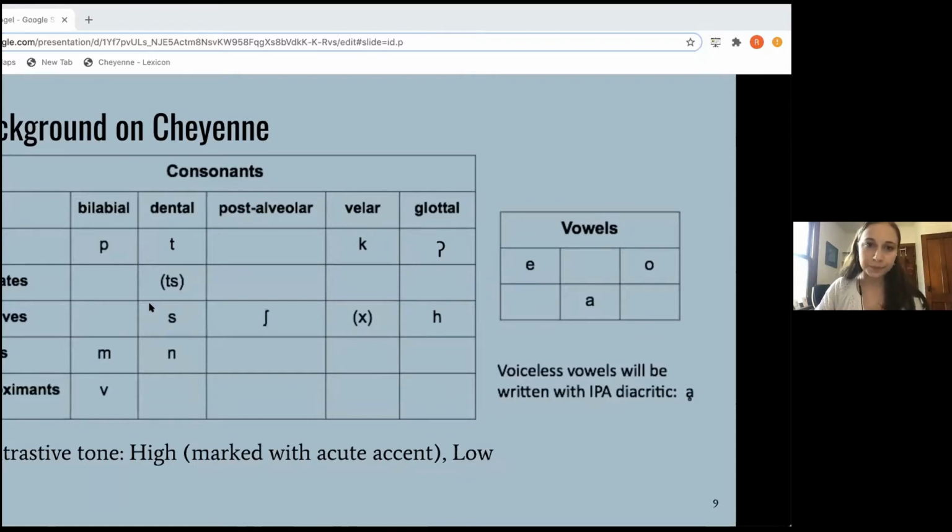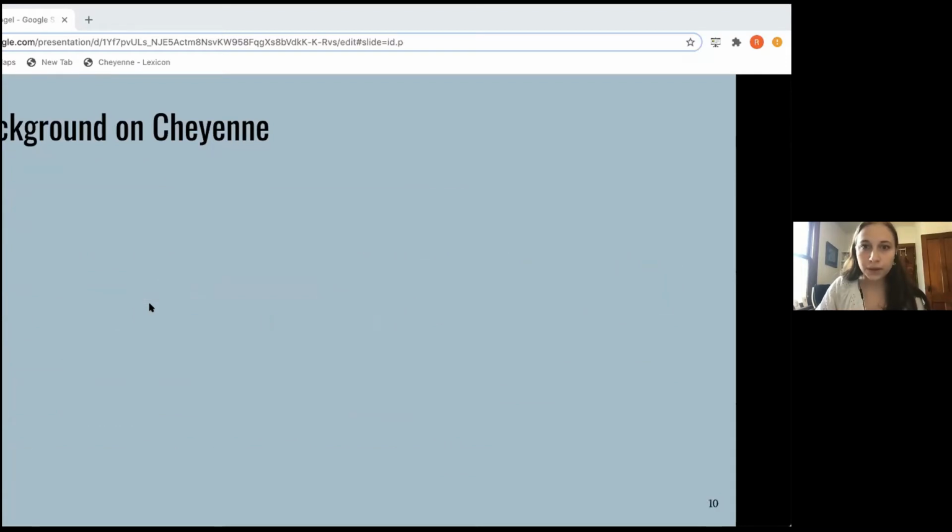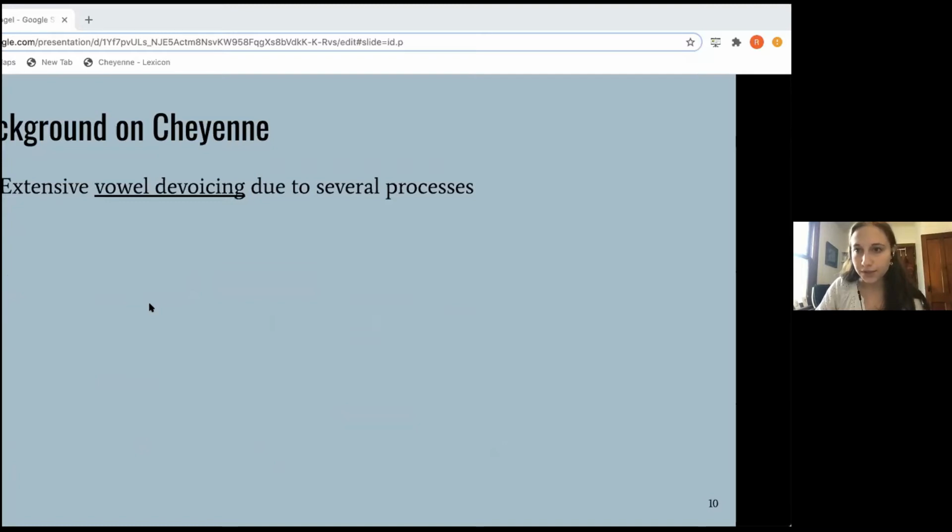And I'll be indicating voiceless vowels in this talk with the IPA diacritic, the circle below the vowel. Cheyenne is also a tone language with contrastive high tones, which I'll mark with an acute accent in this talk, and low tones, which I will leave unmarked orthographically. There's extensive vowel devoicing in Cheyenne due to several different processes. And I focus just on one process in this talk because, at least at first, it's important to study the different processes separately in case they involve somewhat different phonetic mechanisms.